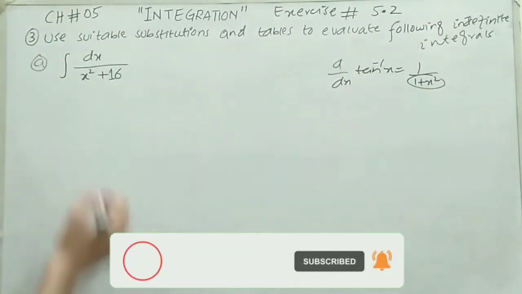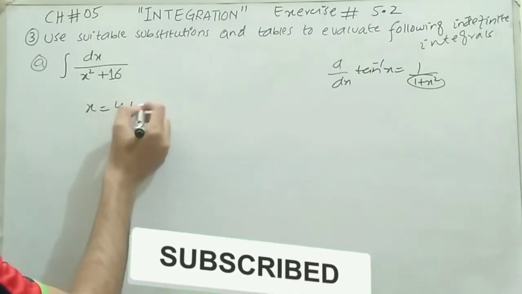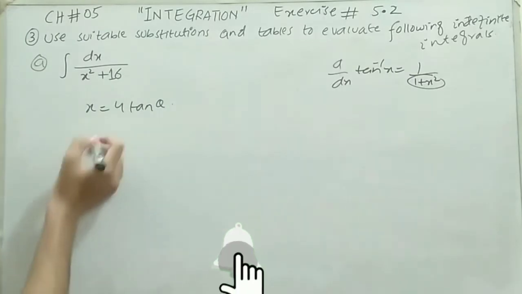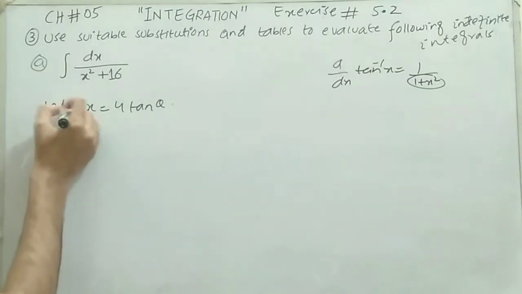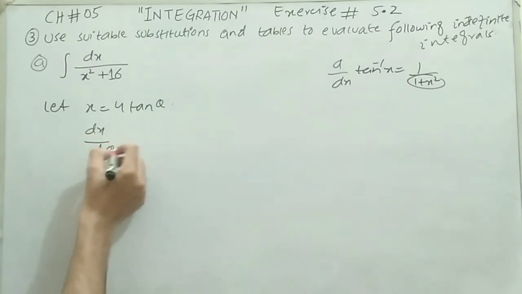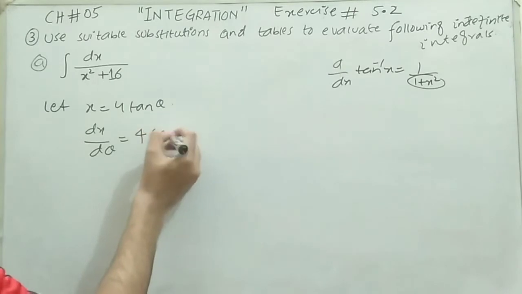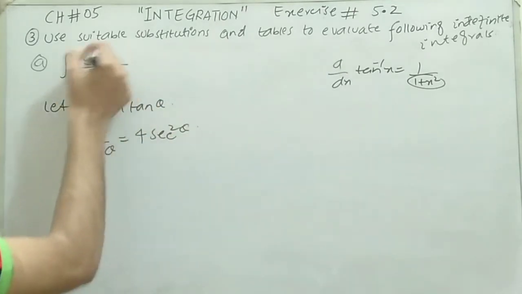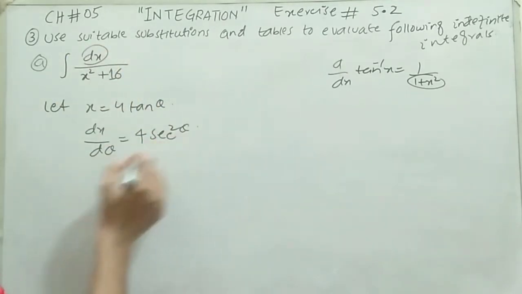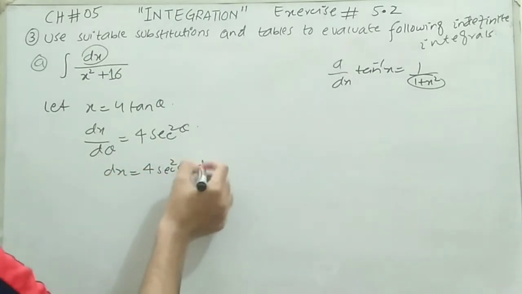So here we will substitute, let's suppose x is equal to 4 tangent theta. Now taking the derivative of both sides with respect to theta, dx by d theta will be 4 times the derivative of tangent theta, which is secant square theta. Now here in the numerator we have just dx, so we will shift d theta to the right hand side. It becomes dx is equal to 4 times secant square theta d theta.